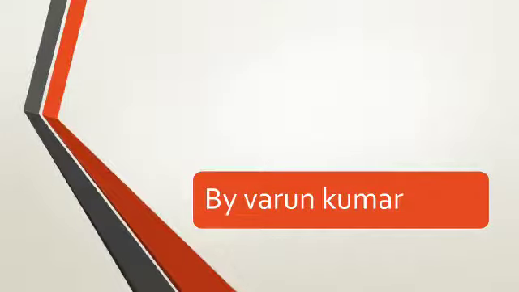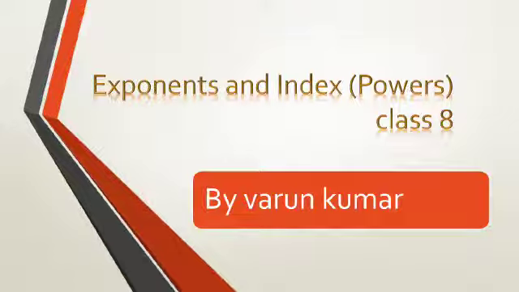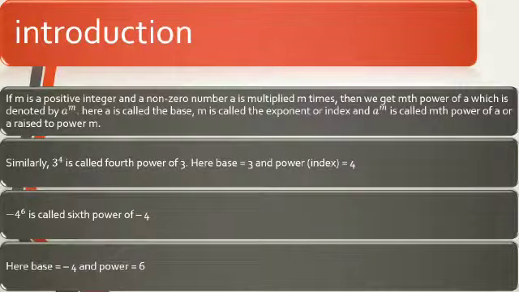We are going to discuss now a chapter of class 8, that is exponent and index, also called power. Introduction. If m is a positive integer and a non-zero number a is multiplied m times, then we get the mth power of a, which is denoted by a^m. Here a is called the base, m is called the exponent or index, and a^m is called the mth power of a, or a raised to power m.